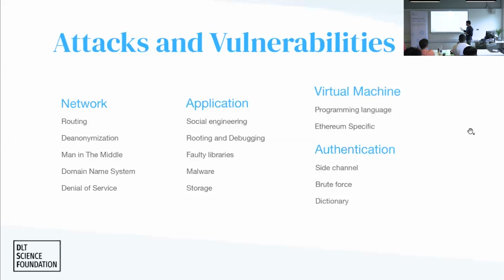So side channel, brute force, and dictionary are the hardest attacks. These are not too easy, but if there's a quantum computer, this would be very easy. It can just snap things up and create the attack very easily.